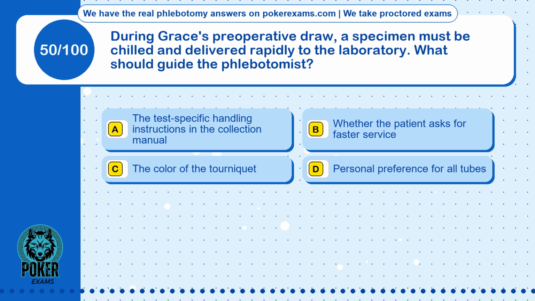Question 50. During Grace's preoperative draw, a specimen must be chilled and delivered rapidly to the laboratory. What should guide the phlebotomist? Option A. The test-specific handling instructions in the collection manual. Option B. Whether the patient asks for faster service. Option C. The color of the tourniquet. Option D. Personal preference for all tubes.